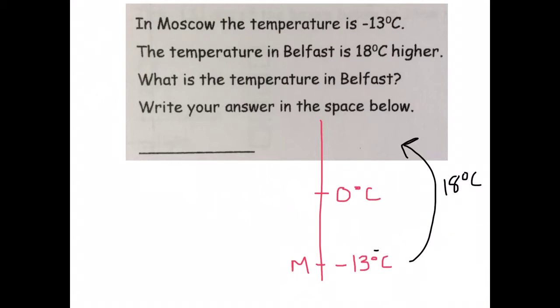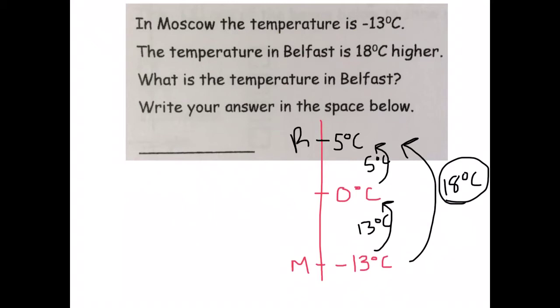Well, if I go up 13 degrees, it puts me onto 0. But I still need to go up 5 more to make 18. So Belfast temperature would be 5 degrees Celsius.